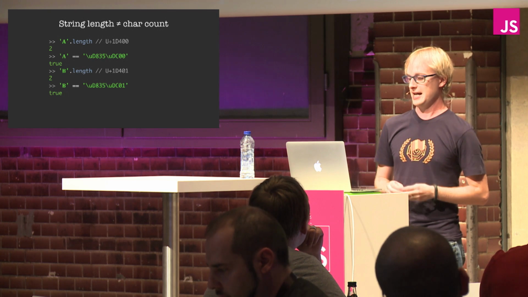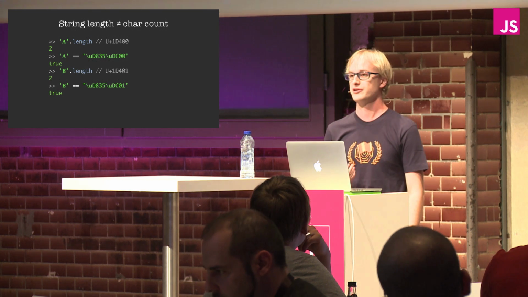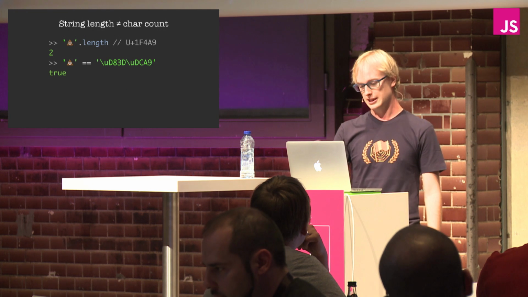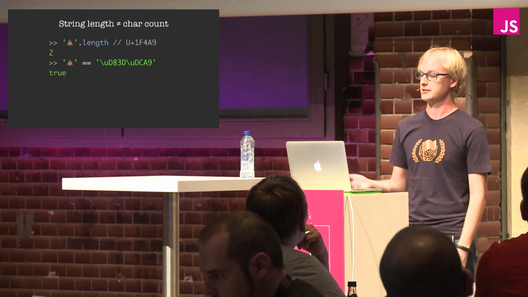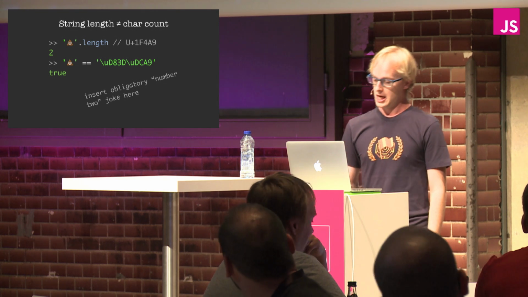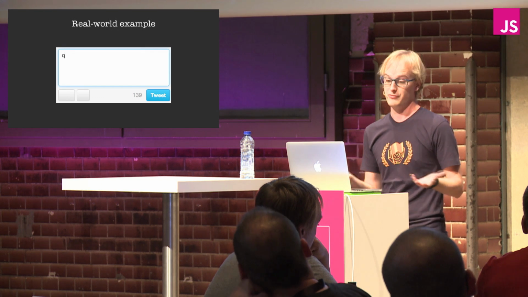as if they were separate characters. And this is really confusing because we as human beings, we generally think in terms of Unicode characters or even graphemes. So similarly, a string containing only the pile of poo character has a length of 2 in JavaScript. And there's a very obvious joke to be made here. But instead, I'm going to show you a real-world example of where this actually can break things.